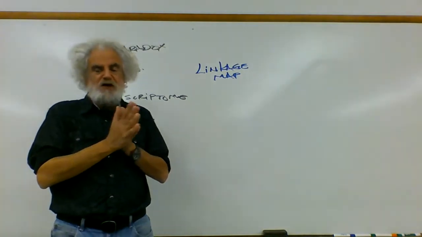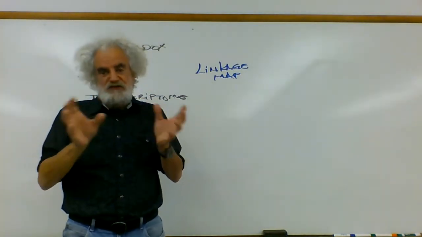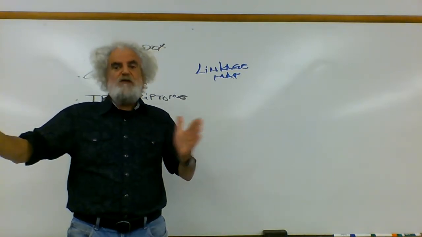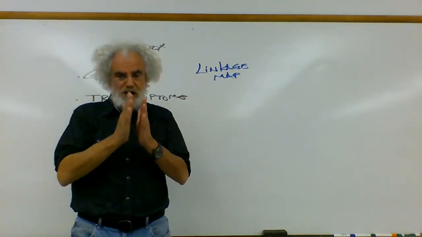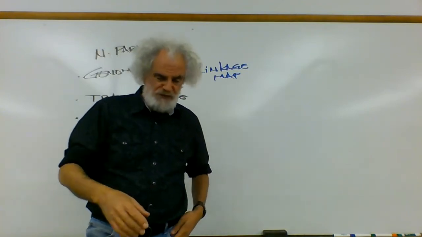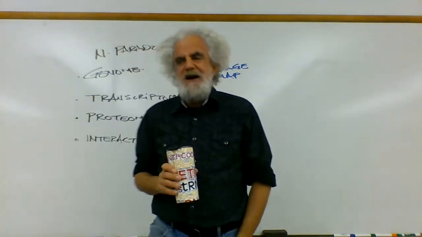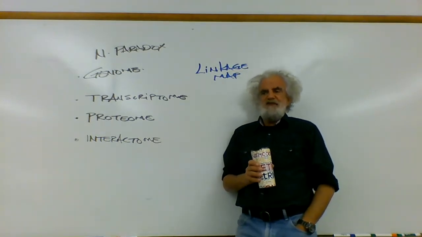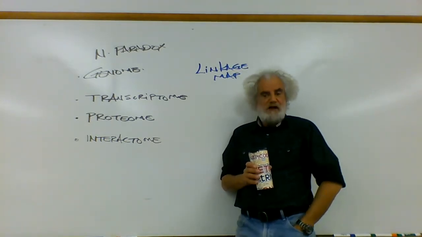And so you can tell how close mutations are, or these genes are to each other, by how frequent the recombination occurs. The further apart they are, the more frequent the recombination. The closer they are, the less frequent the recombination. Linkage maps have the drawback in that not all sites in the genome recombine at the same rate, but you can develop this linkage map.